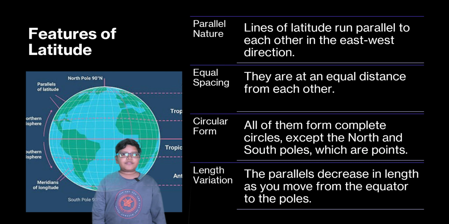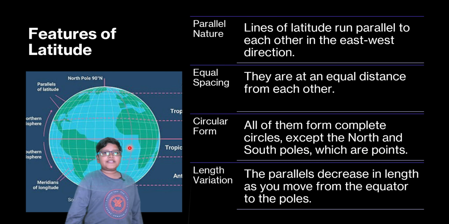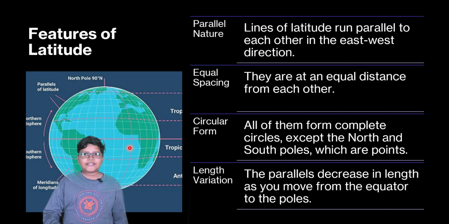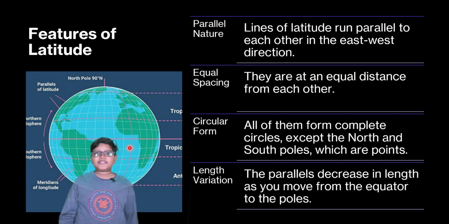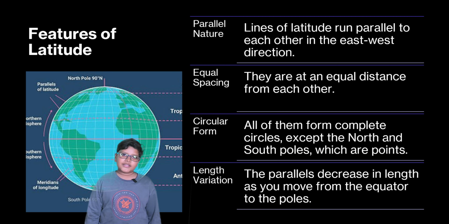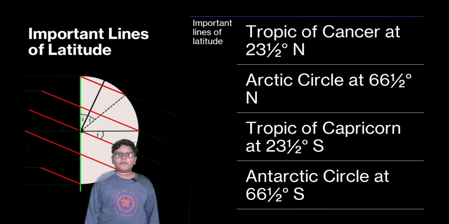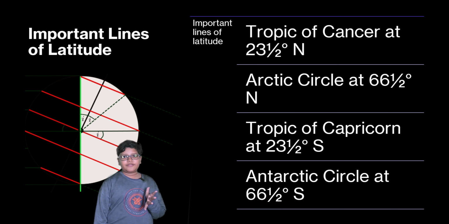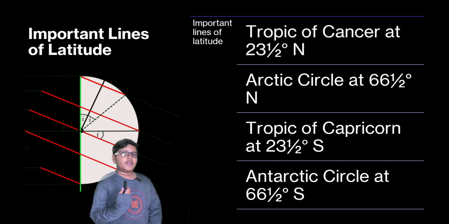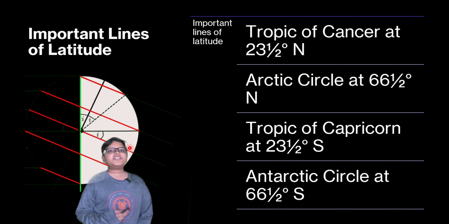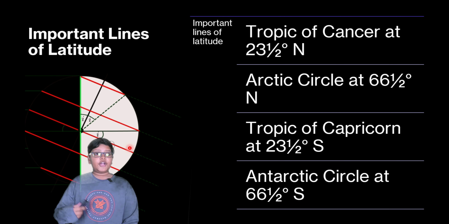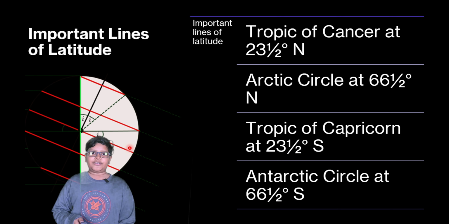Features of latitude. Lines of latitude run parallel to each other in an east-west direction. They are at an equal distance from each other. All of them form complete circles except the North and South Poles, which are just points. The parallels decrease in length as you move from the equator to the poles. Other than the equator and poles, there are 4 other important lines of latitude. These are the Tropic of Cancer at 23.5 degrees north, the Arctic Circle at 66.5 degrees north, the Tropic of Capricorn at 23.5 degrees south, and the Antarctic Circle at 66.5 degrees south.